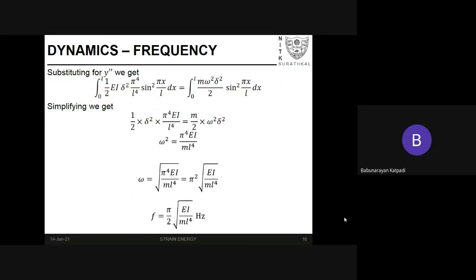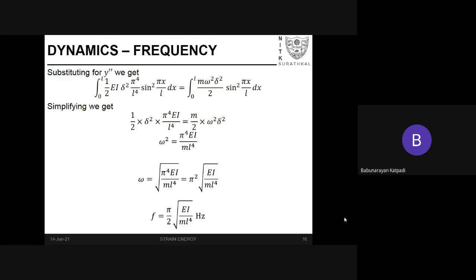After substitution of the corresponding values for displacement and the curvature, and simplifying, we can first get omega squared, the square of the circular frequency. Taking the square root, you will get the circular frequency itself. Since omega is 2 pi into f, we can get frequency by dividing the circular frequency by 2 pi. You can check for unit consistency. Pi and 2 are constants. You have square root of EI by m L to the power of 4.